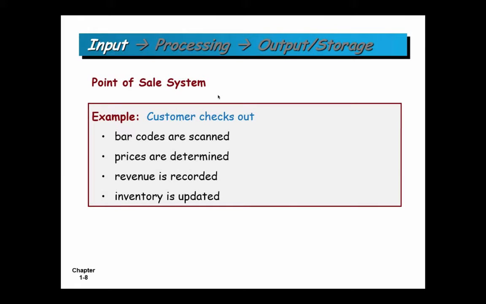Point of sale systems. Whether you're going in through Amazon and ordering something, or you're at Walmart and they scan using a barcode, or you're at McDonald's and they press a button that says you ordered that Big Mac. The point of sale system does a lot. Here, it's a great example of how you minimize human interaction through the input process.